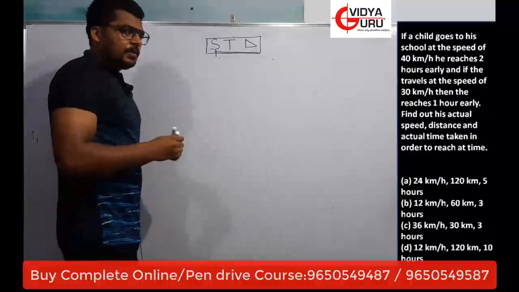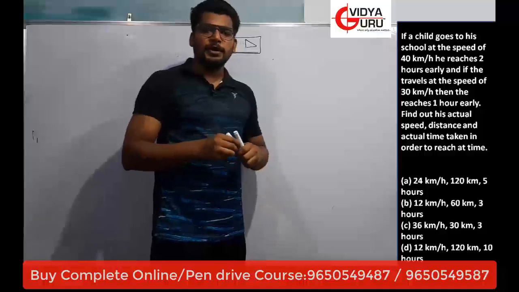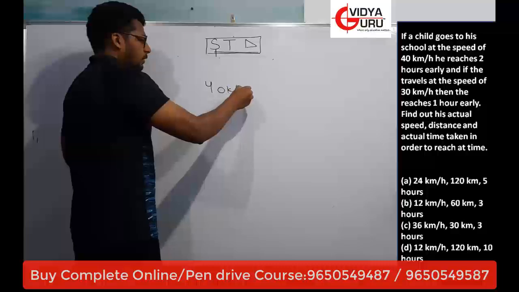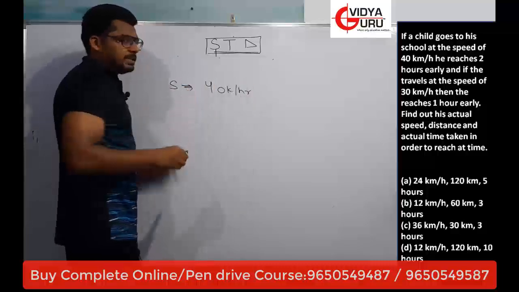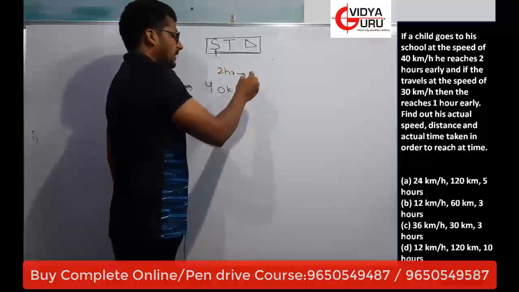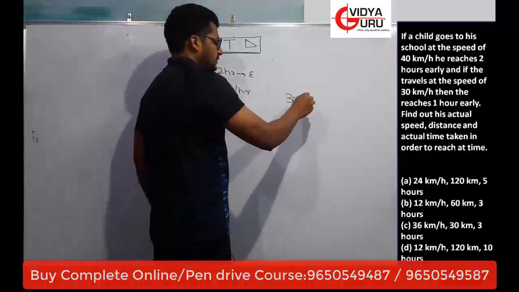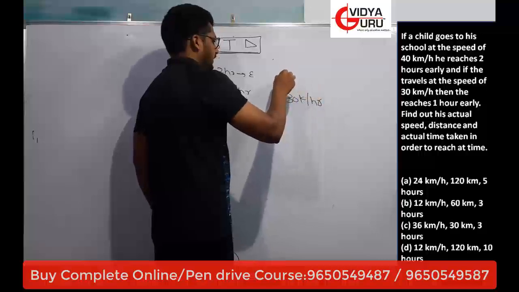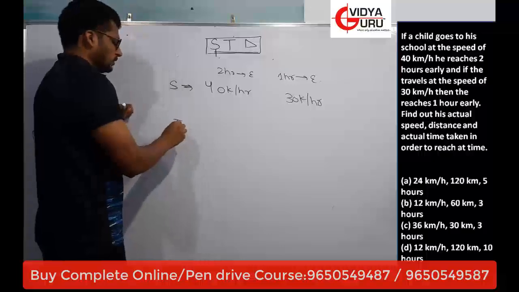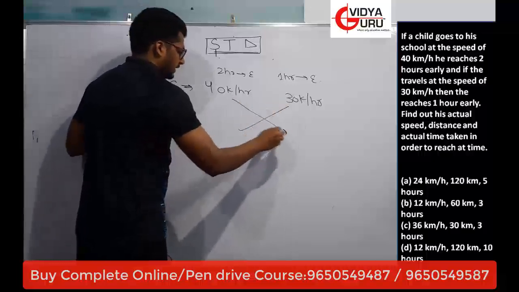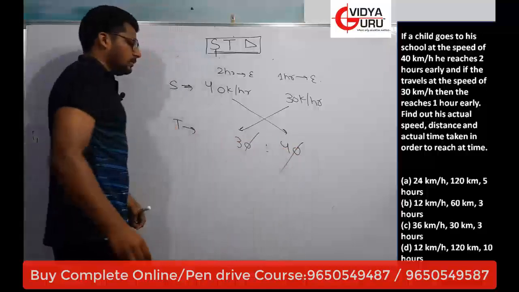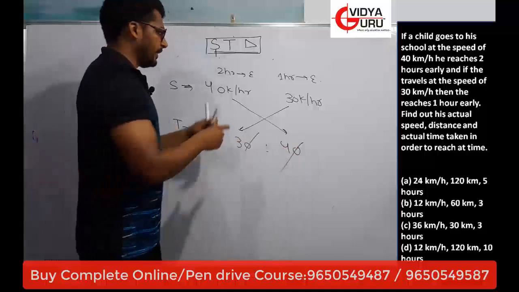The next question is saying, when a child goes to school with a speed of 40 km per hour, he reaches 2 hours early. But when he goes with a speed of 30 km per hour, he is 1 hour early. Both times he is going to school, so the distance is constant. The ratio of speed will be 30 to 40, this will be cancelled out. The ratio is 3:4.